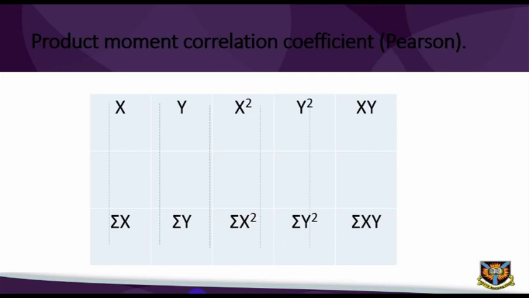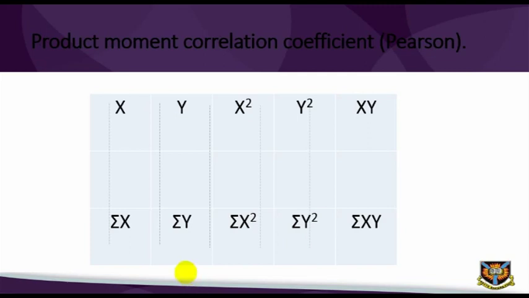X: 1, 3, 4, 6, 8, 9, 11, 14. Summation x is equal to 56. Y: 1, 2, 4, 4, 5, 7, 8, 9. Summation y is equal to 40.